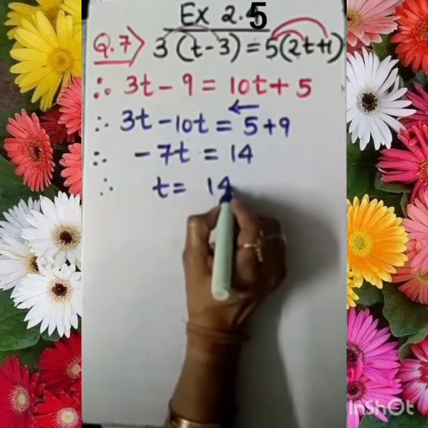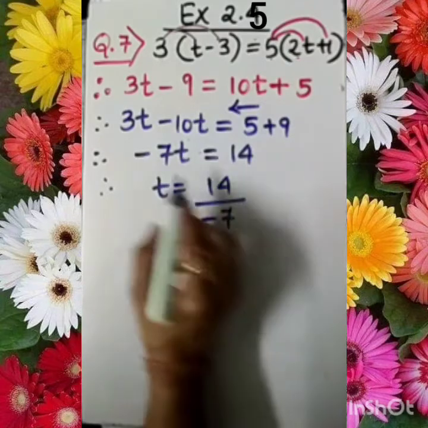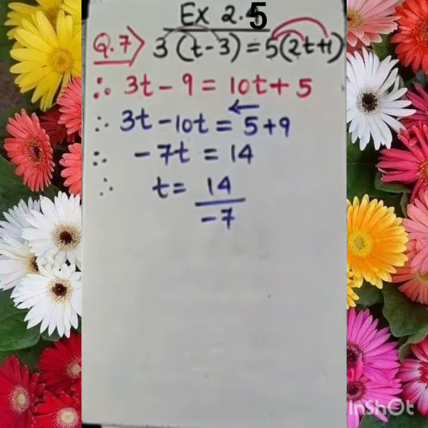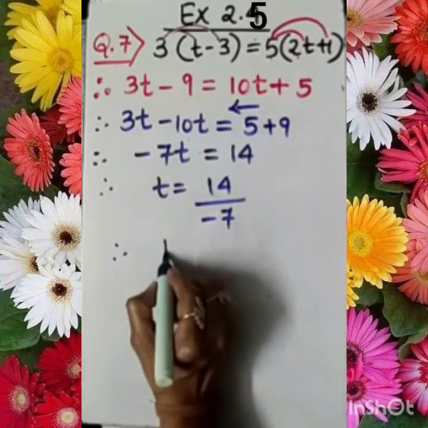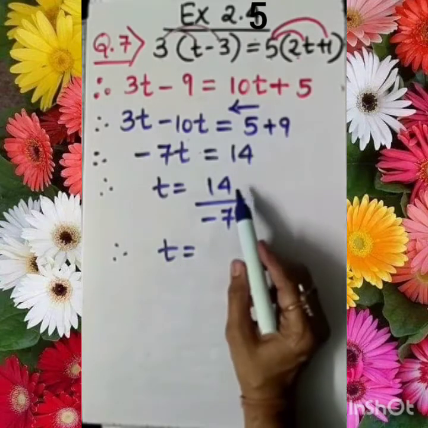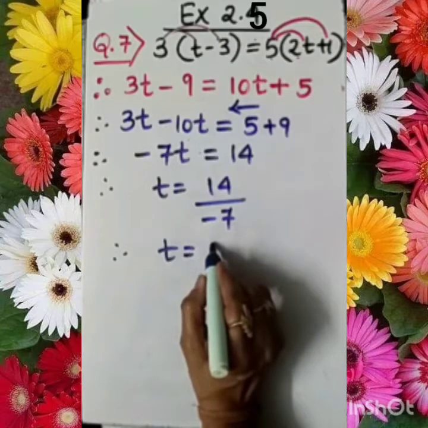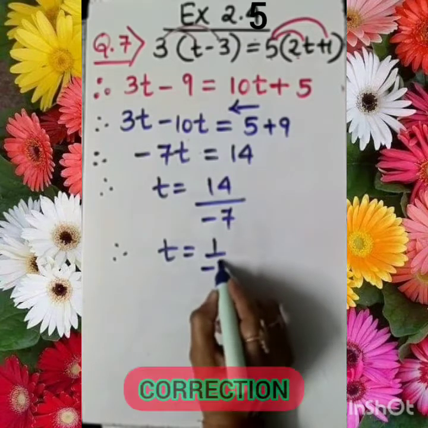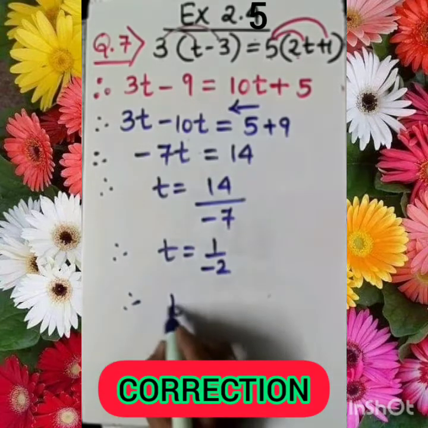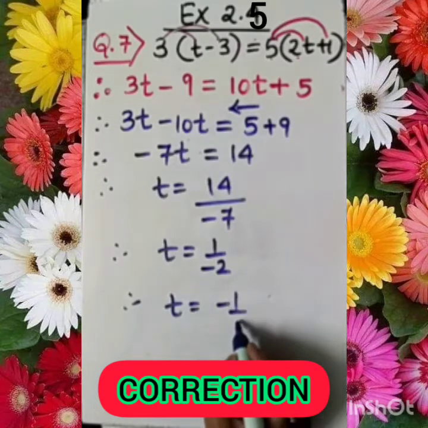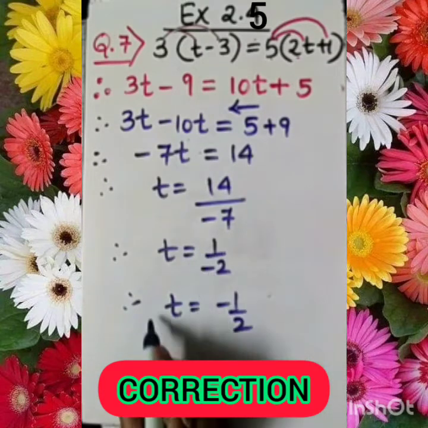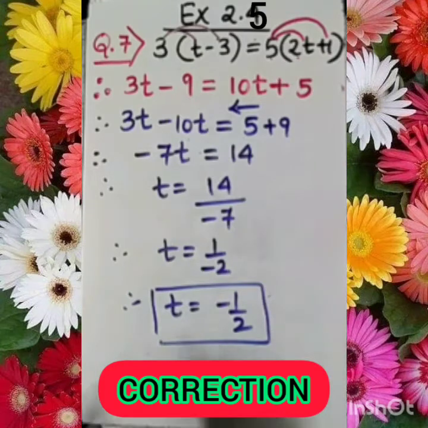So, what is t? t equal to 14 divided by minus 7. Fine? So, dear student, the value of t will be, when 14 is divided by minus 7, it gives the result 1 by minus 2. That is equal to minus 1 half. This minus we will consider always as a numerator. So it is t equal to minus 1 by 2. Easy.